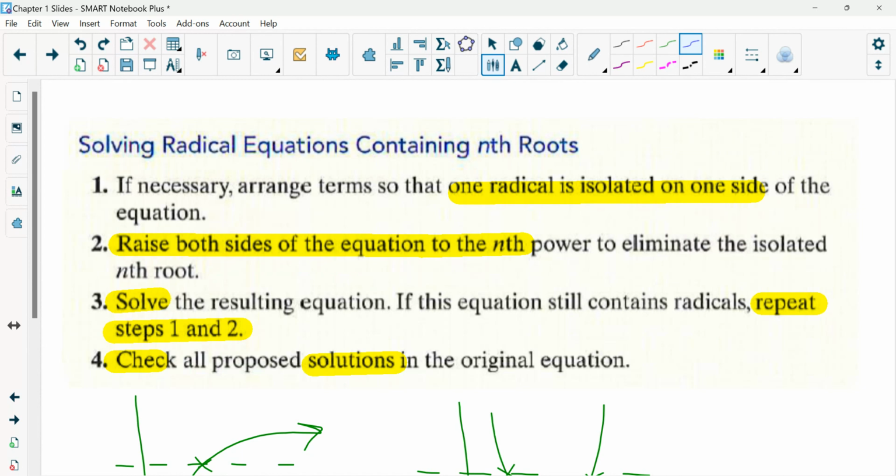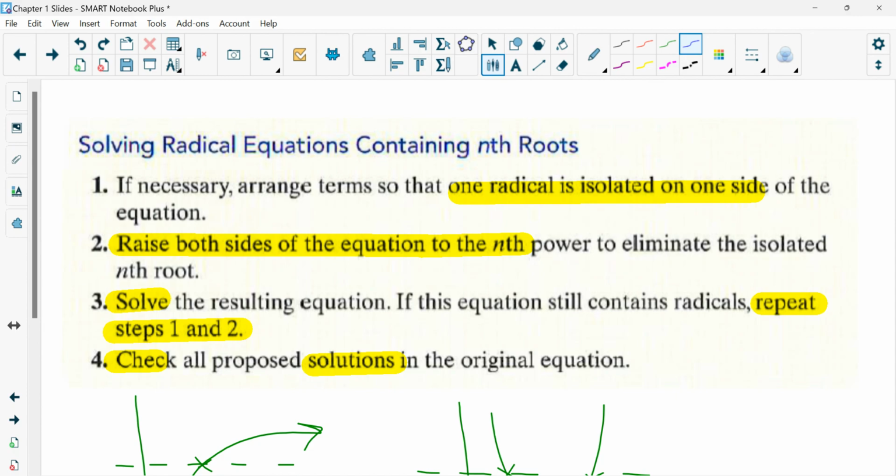So our first step is to make it so one radical is isolated on one side of the equation. What I highlighted there is what you could write if you want to shorten it down. Sometimes you may have two radicals within the equation. If that's the case, you're just going to always isolate one radical at a time. So get one radical by itself and move the other one to the other side.